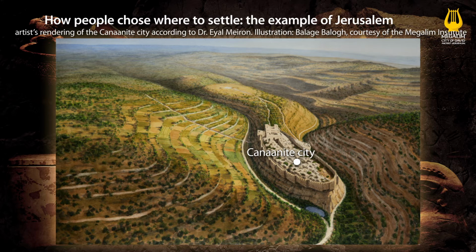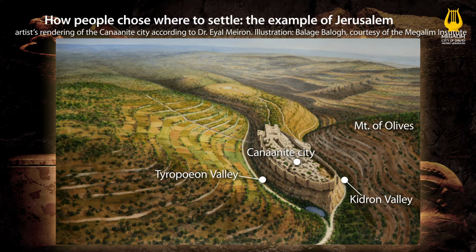To the right of the city we see the Mount of Olives. Between the city and the Mount of Olives there's a valley. This valley is called the Kidron Valley. To the left of the city, there's another valley. It's called the Tyropoeon Valley.